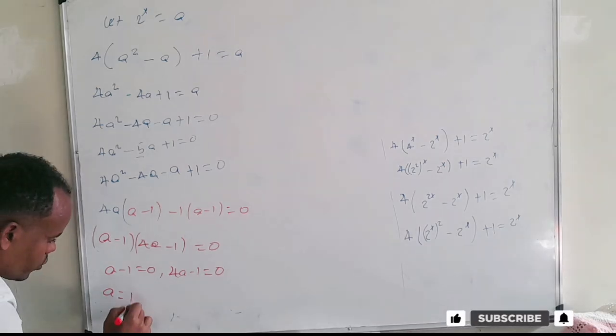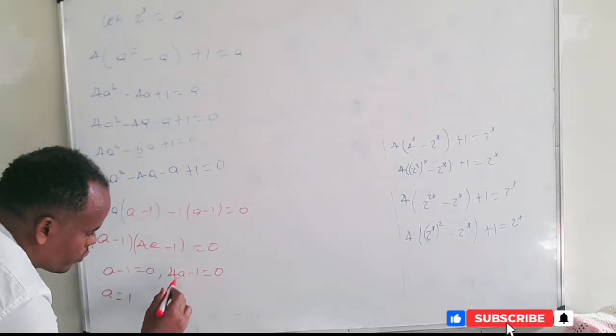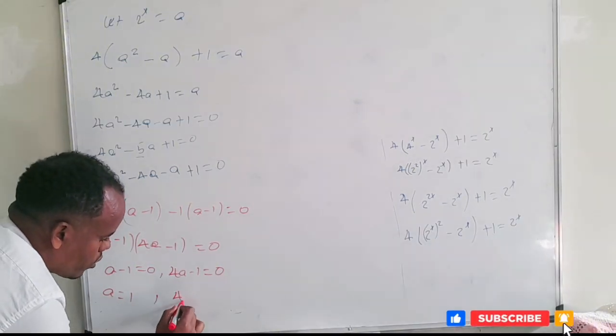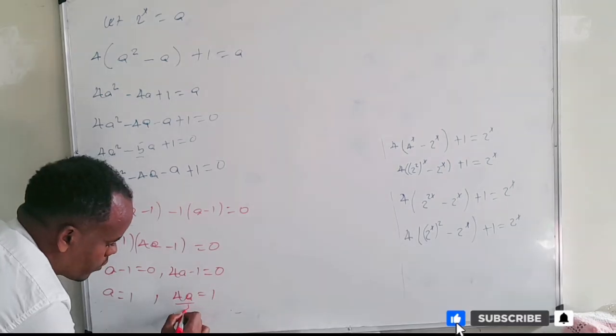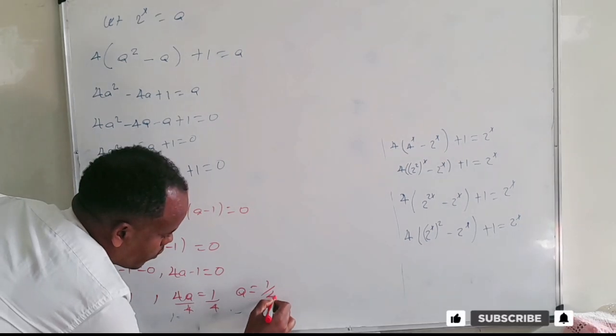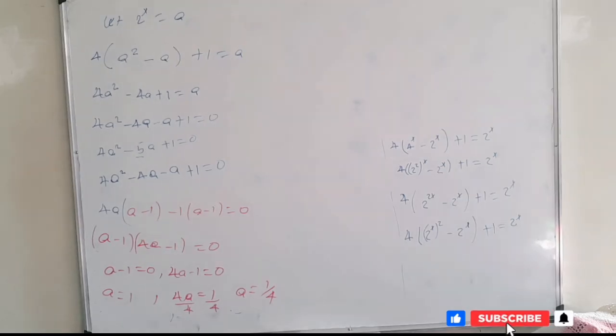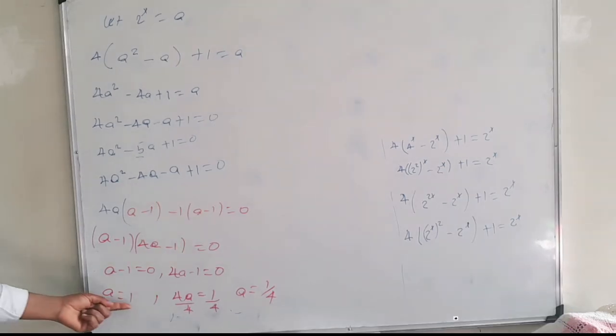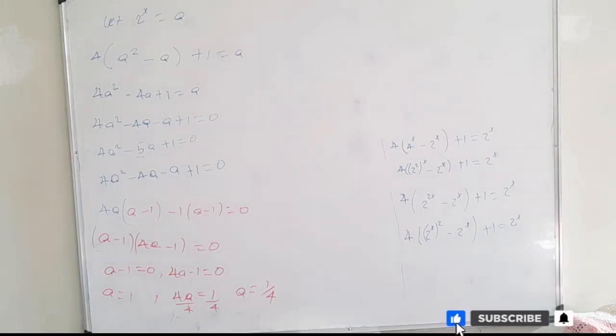So a is equal to 1, or 4a is equal to 1, so a is equal to 1 over 4.